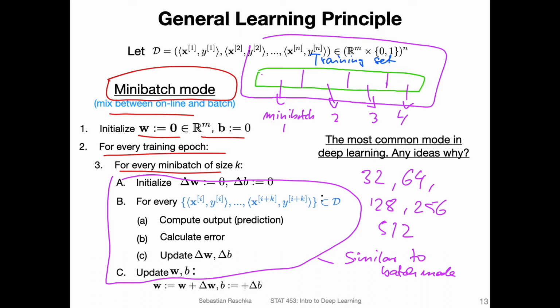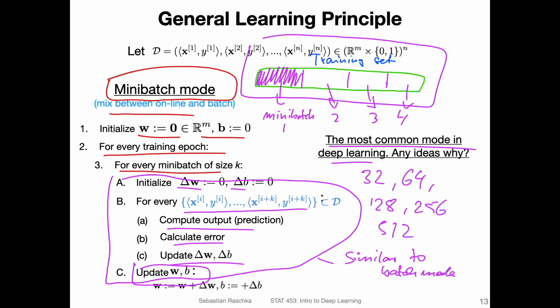Now the batch mode is done on one chunk at a time. So you again initialize these placeholders, and then for each data point in the mini batch, you compute the prediction, calculate the error, update the placeholder, and then you update the weight and bias unit here. So this way it would be similar to the batch mode, except that you use one smaller mini batch at a time. And this is usually the most common mode in deep learning.